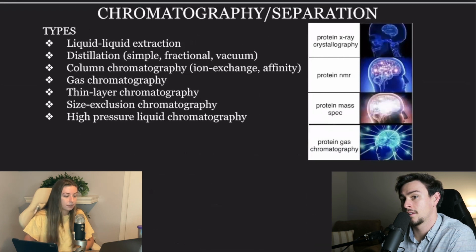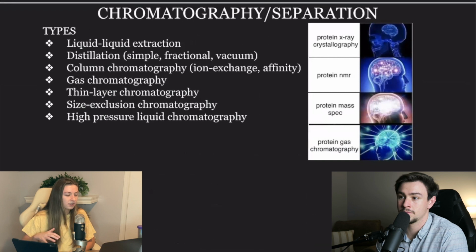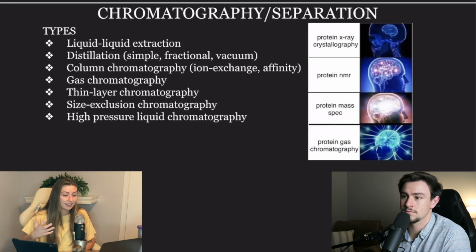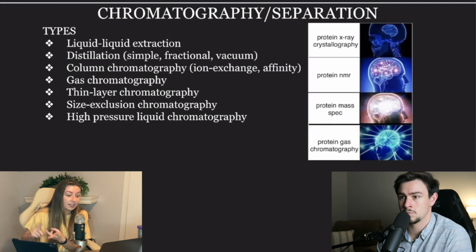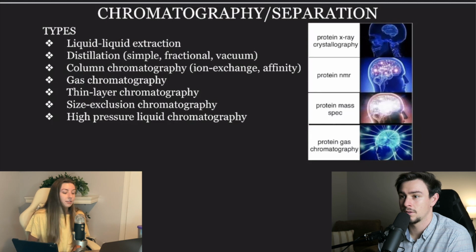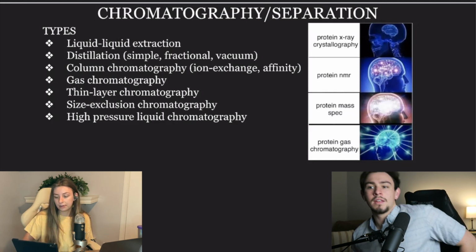All right. So this basically talks about all the types of chromatography and separation. And what I wanted to do with this slide is basically just to show you how many types there are. That's why this topic is so confusing. You got liquid extraction, distillation, column chromatography, that includes ion exchange, affinity, size exclusion, gas chromatography, TLC, high pressure liquid chromatography. You do not have to be a master at all of these to get questions right on the MCAT.